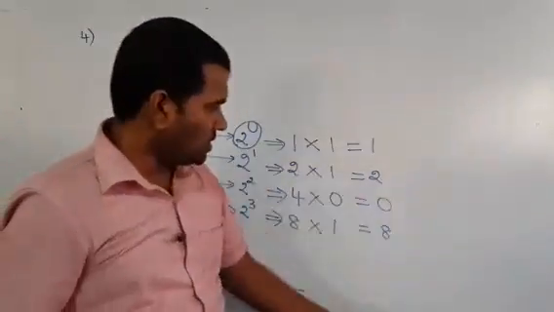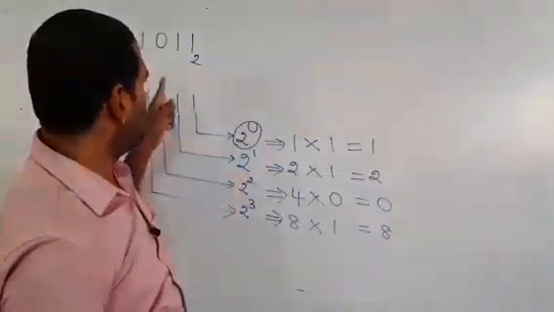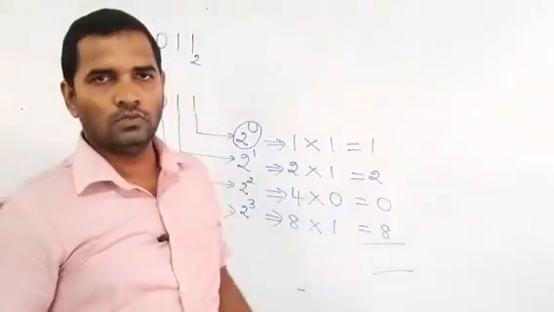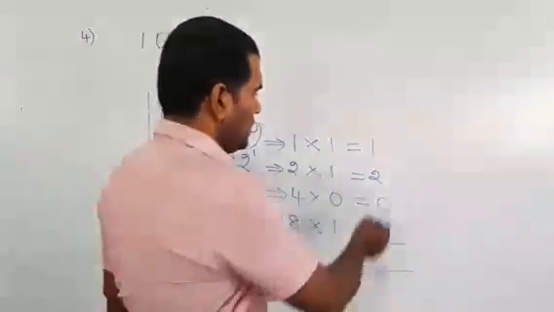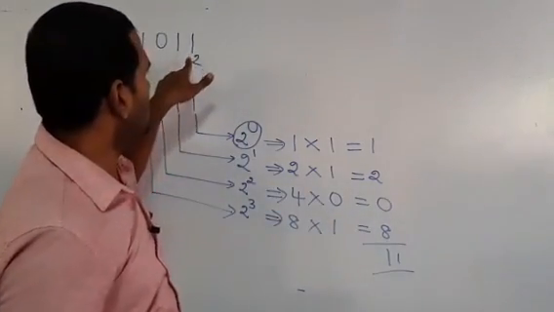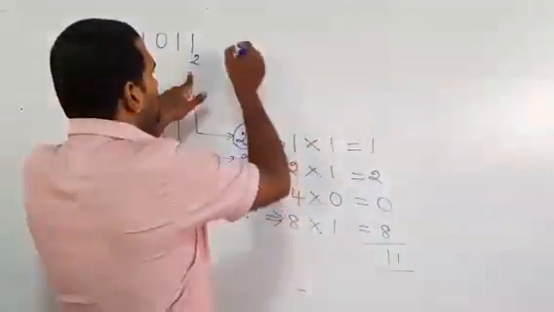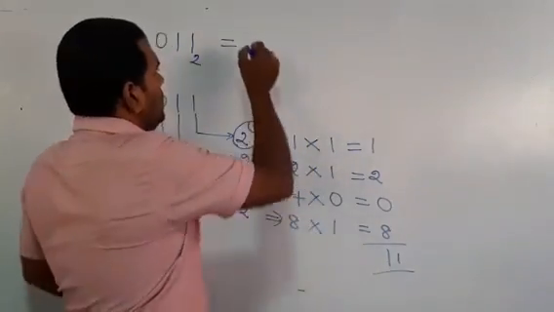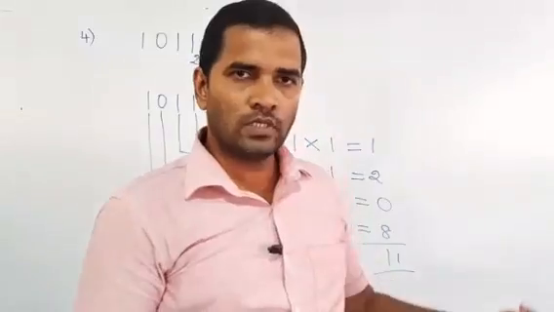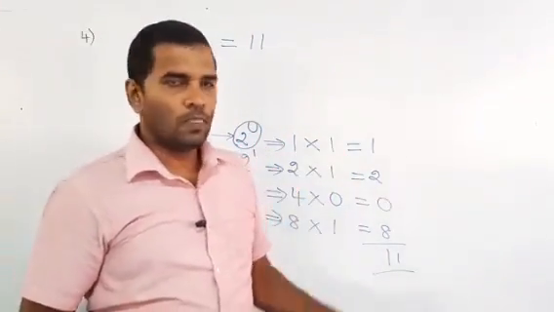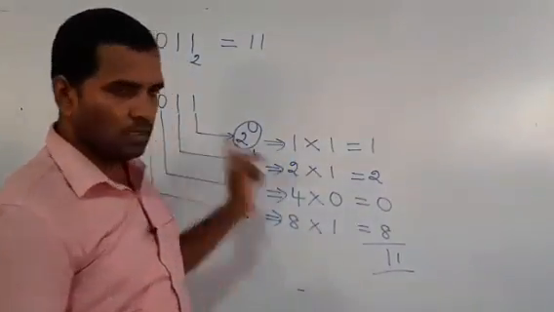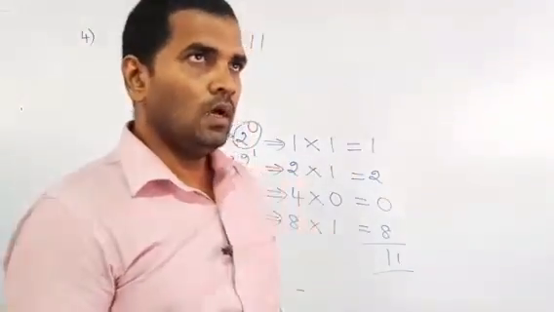Now we have obtained the values for each and every position. So finally, you need to add them together to get the decimal equivalent. So let's add them. It's 11. So 1011 is a binary number that is equal to 11 base 10, which is a decimal number. Since it's a decimal number, I ignored the base. Right? So this is how a binary number is converted into decimal.